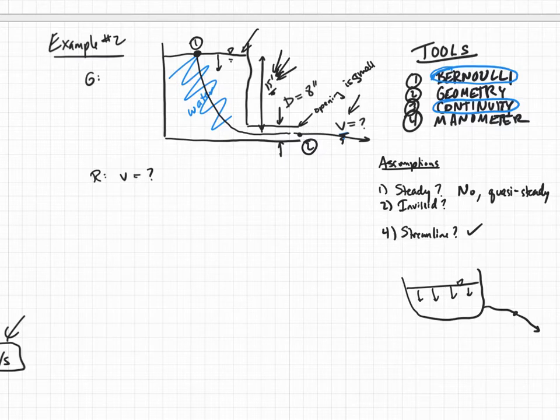But then the question is, is there any friction loss along that streamline? And, again, as always, no, it's not inviscid, but we're going to assume that it is because we don't know how to solve it without that at this point. And then the third one is incompressible. Is this incompressible? And the answer is yes, because it's water.